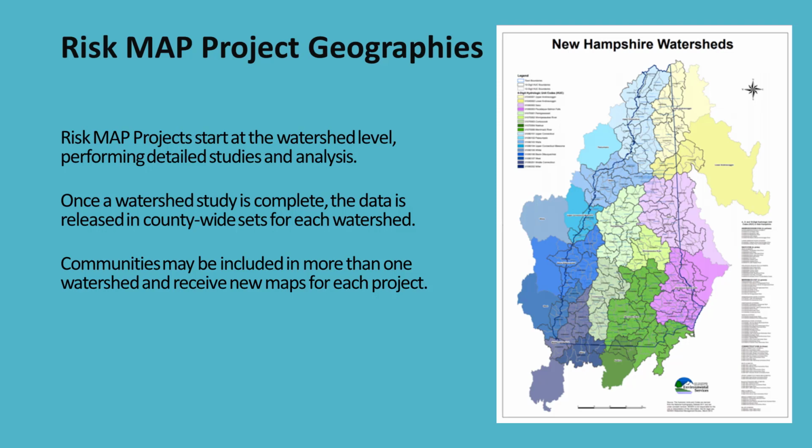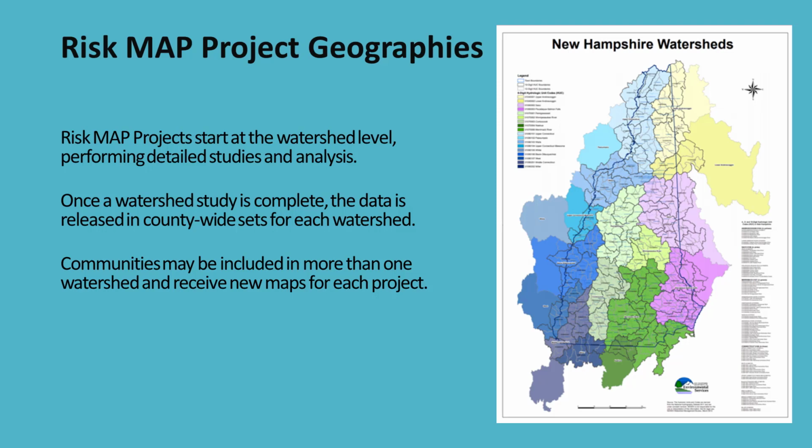Risk Map projects start at the watershed level, performing detailed studies and analysis. Once a watershed study is complete, the data is released in county-wide sets for each watershed. This means that communities may be included in more than one watershed and receive new maps for each project.